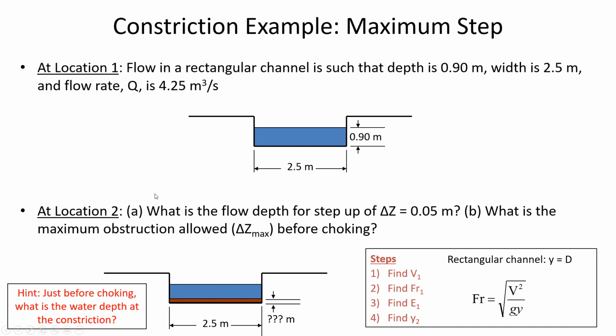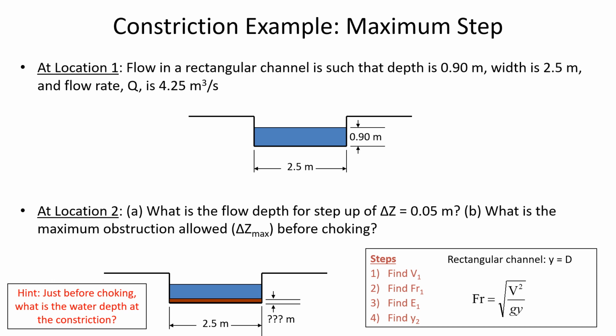Now at location 2, downstream, there is a step. For part A, let's just find out, if the step was 0.05 meters, what would be the new flow depth. So we want to find out what is Y2 over that obstruction, where it's 0.05 meters.